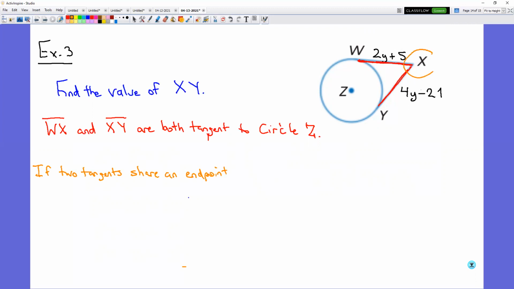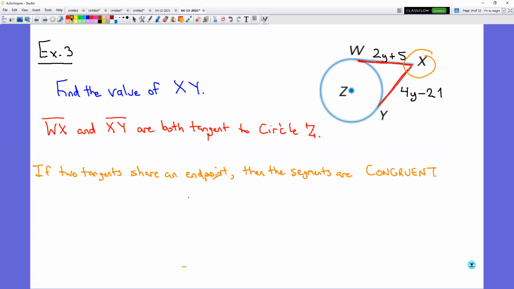The endpoint here is x. If two tangents share an endpoint, then the segments are congruent. They are the same. So that's what you need to remember. Since they both share endpoint x, these two segments are going to be the same.